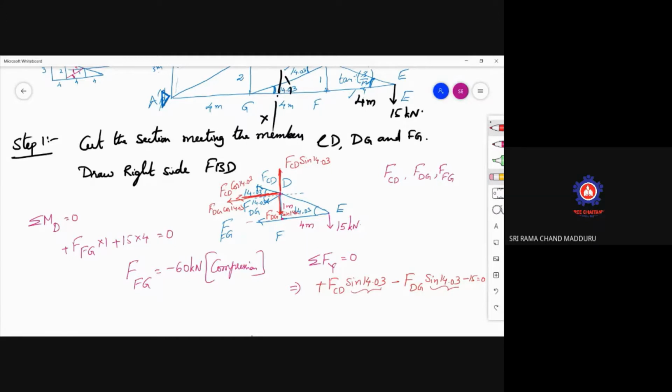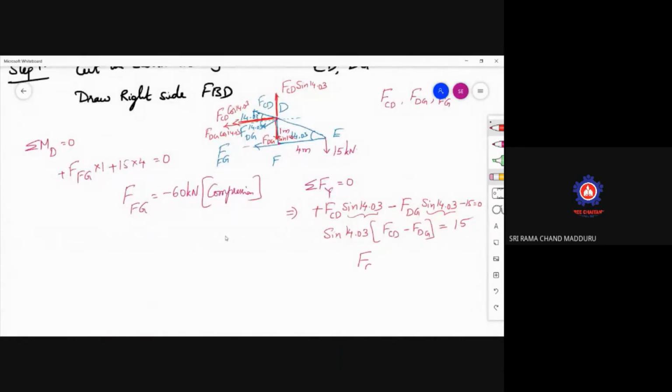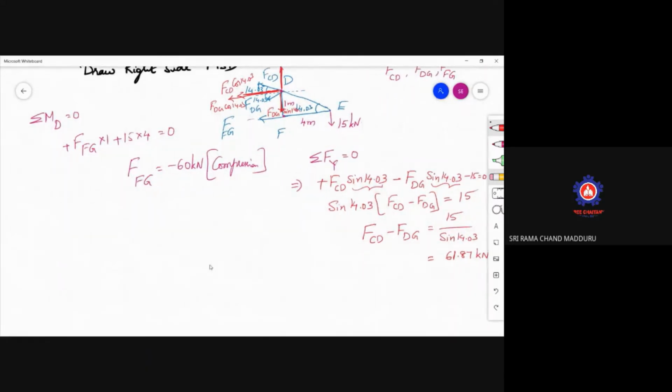Take sine common of these two: sin 14.03 into (FCD minus FDG) is equal to minus 15. On the right side, it will be plus 15. So here, FCD minus FDG is 15 by sin 14.03. So FCD minus FDG is 61.87. Keep the equation like that. Now go to sigma FX is equal to 0: minus FCD cos 14.03 minus FDG cos 14.03 minus FFG.